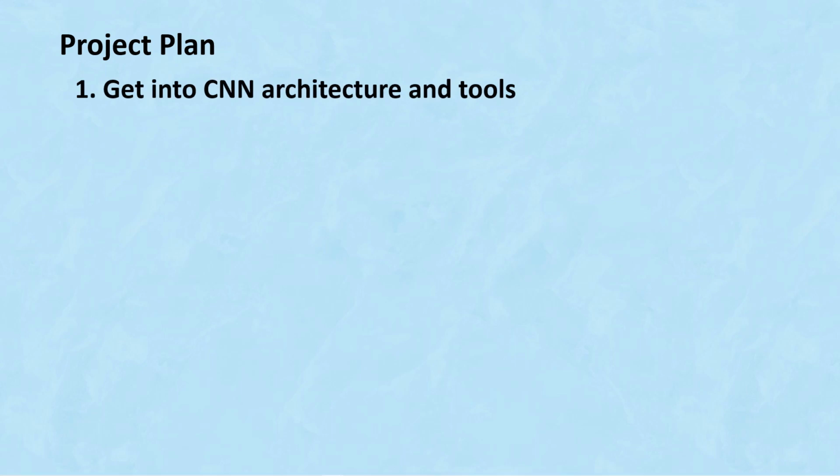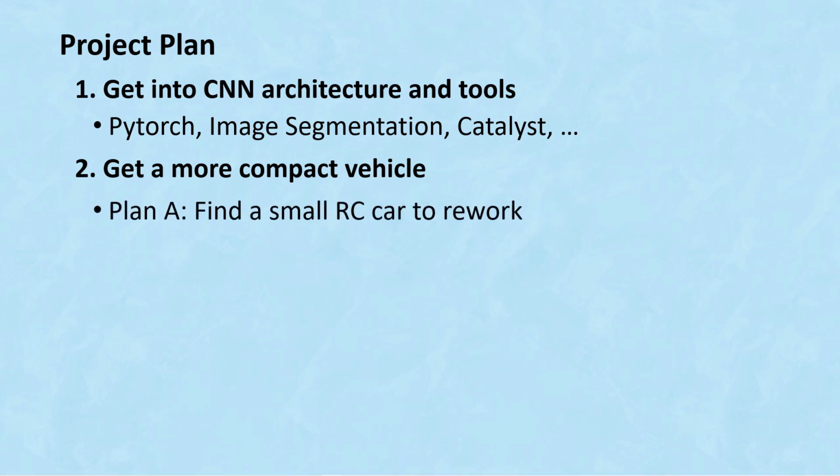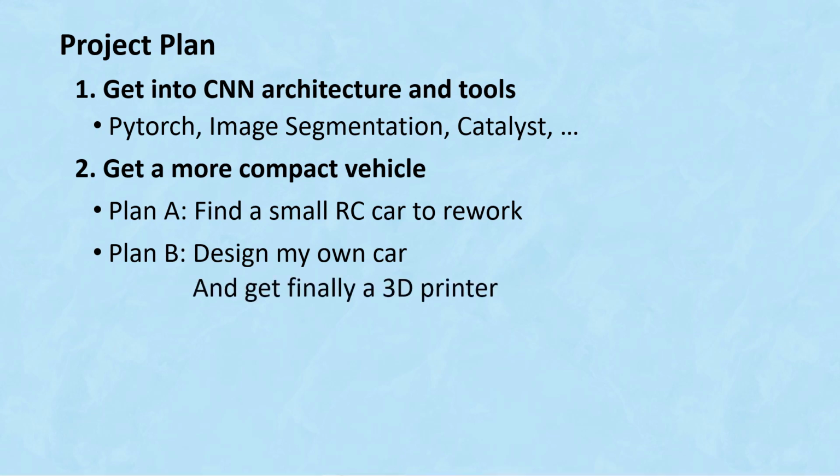So I had to come up with a project plan. Number 1, get into CNN architecture and tools like PyTorch, image segmentation, Catalyst. Number 2, get a more compact vehicle. Plan A would be to find a small RC car to rework. Plan B, I would have to design my own car and finally get a 3D printer.